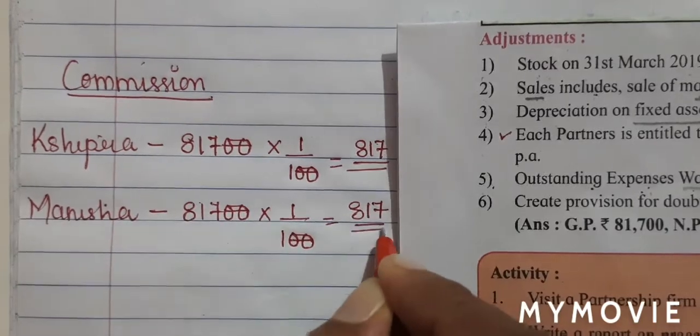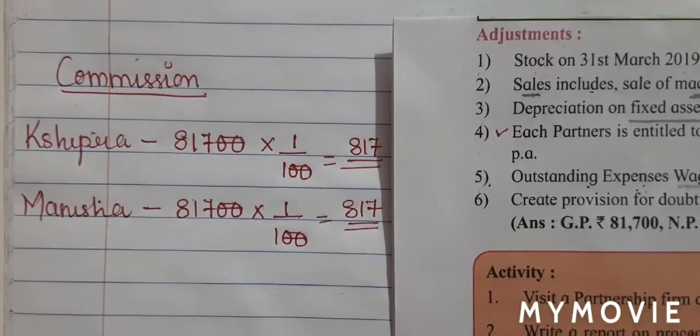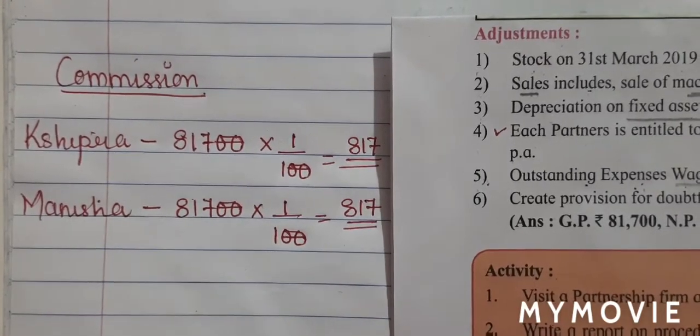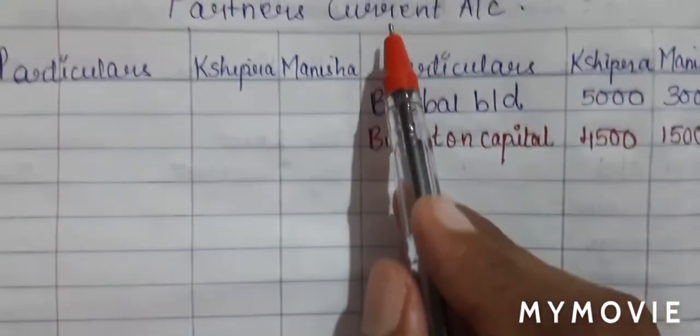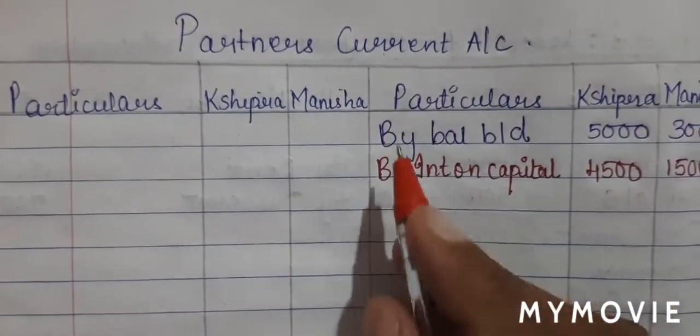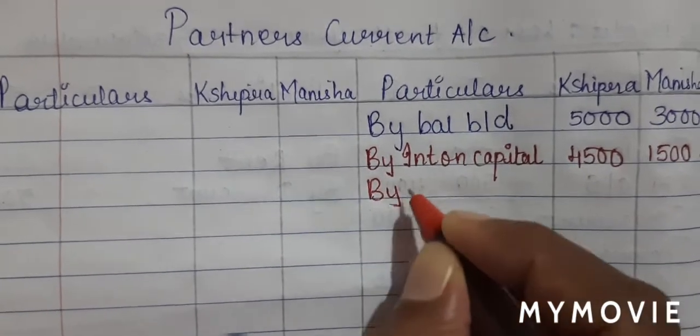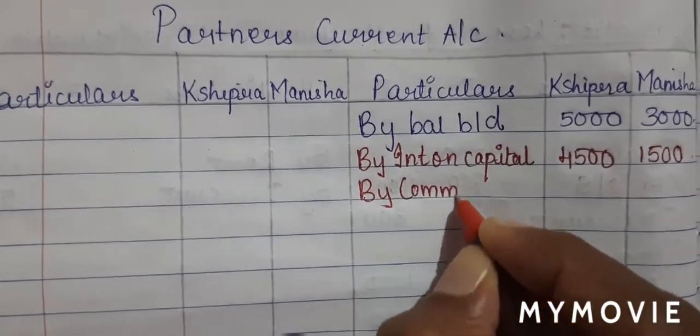So let's do our effect for commission for partners. My first effect will be in partners' current account. On the credit side, I will write down by commission.